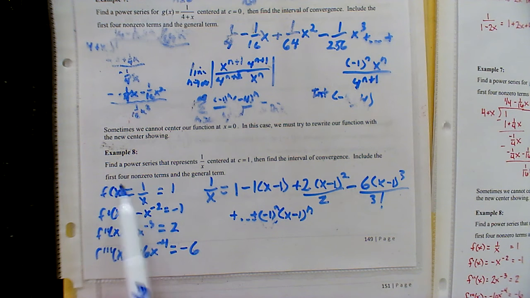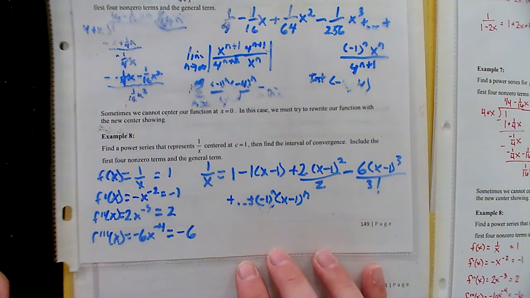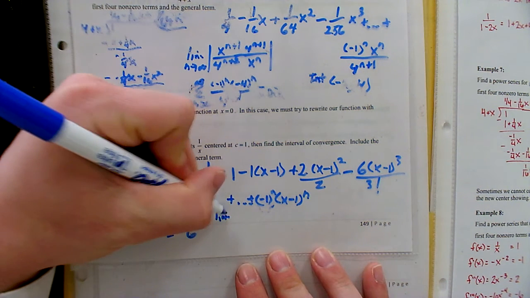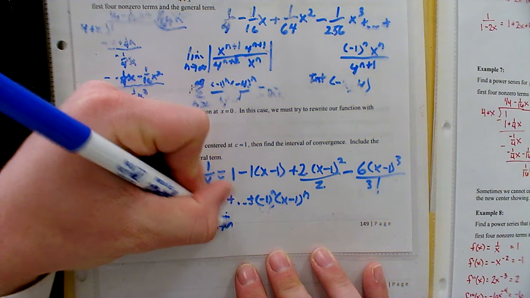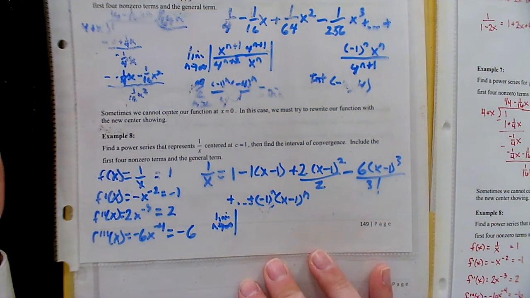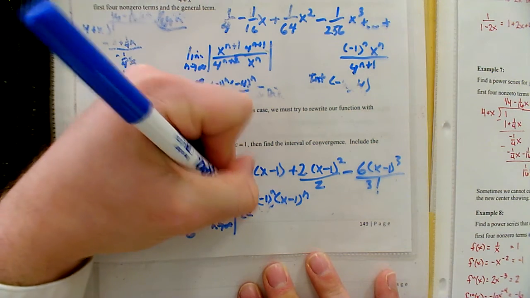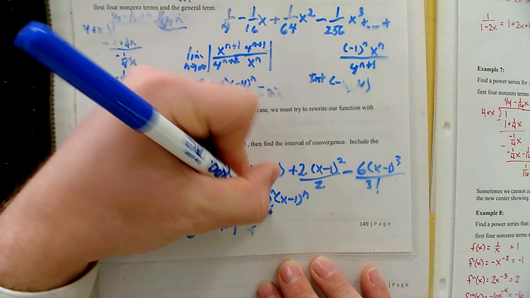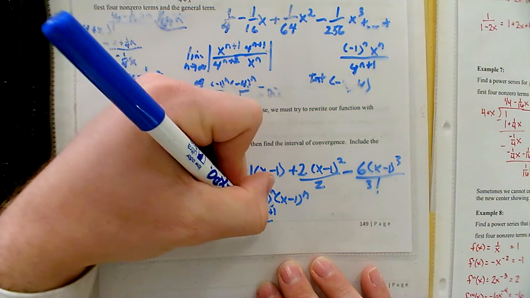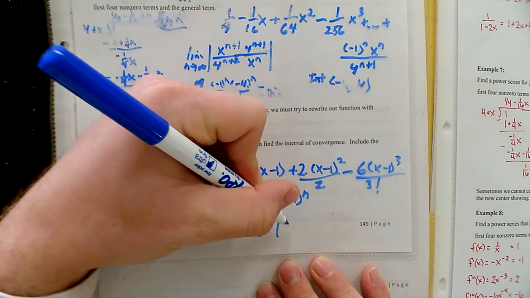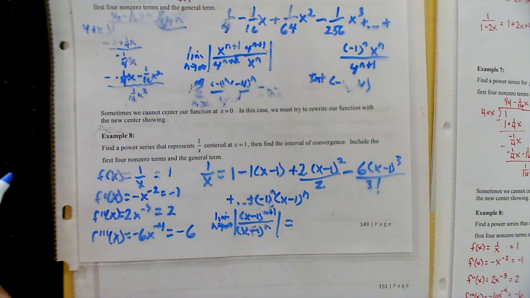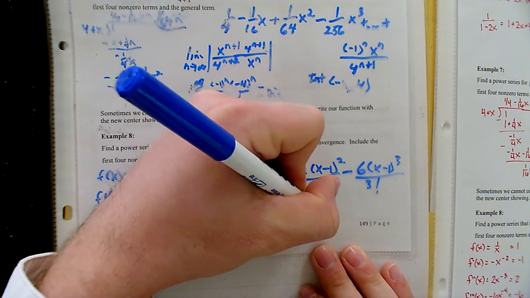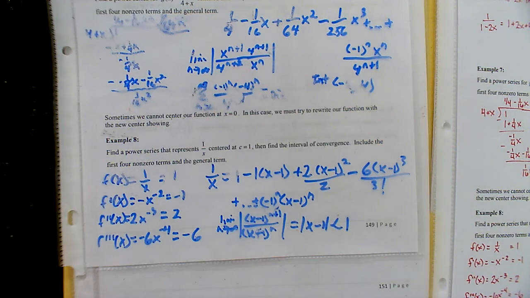Alright, so now we found the first 4 non-zero terms and the general term. Last thing is interval of convergence. So once again, ratio test. Limit. It is absolute value, so don't worry about the alternator. X minus 1 to the n plus 1 over x minus 1 to the n. Since you have n plus 1 and n on the bottom, that just simplifies to absolute value of x minus 1. We want that to be less than 1.